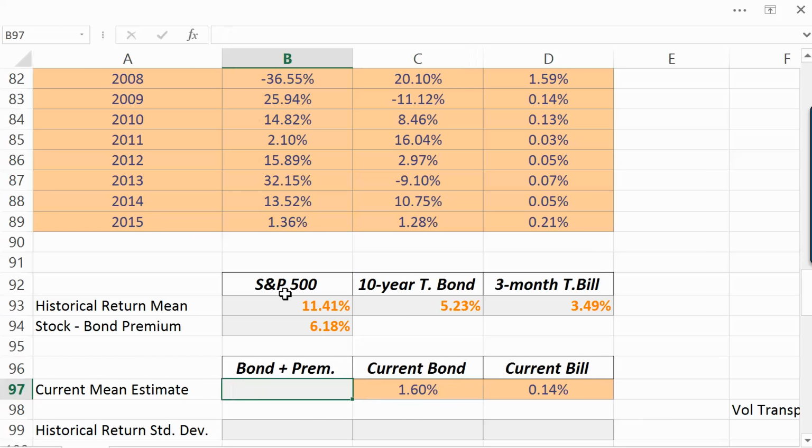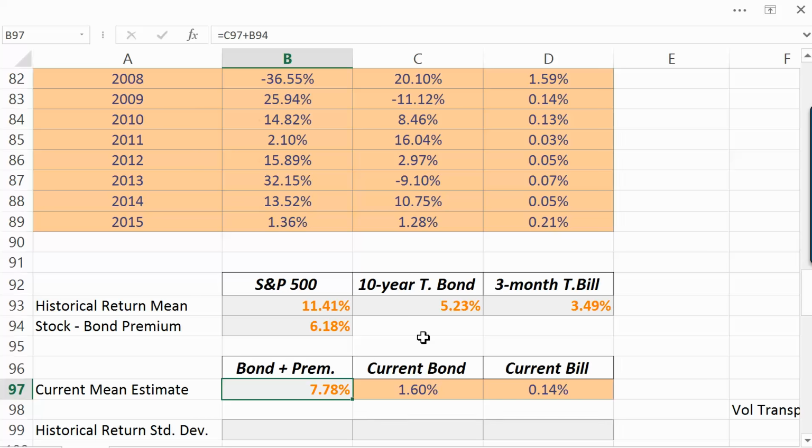Now, the reason I'm not going to use 11% is we're just living in a lower interest rate environment. So if I, on average, earn 6% above bonds, I'll take my current bond rate plus that spread, that risk premium, and that would be, say, my guess for stocks going forward, 7.78%.